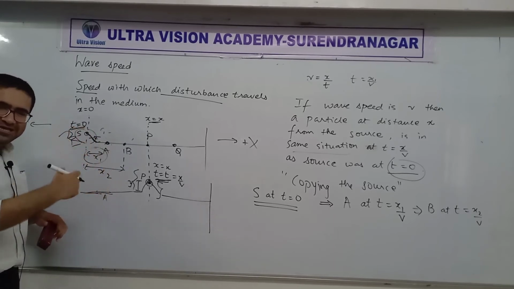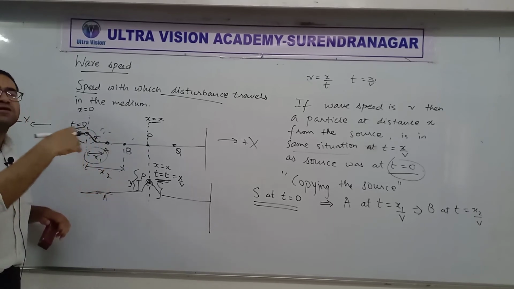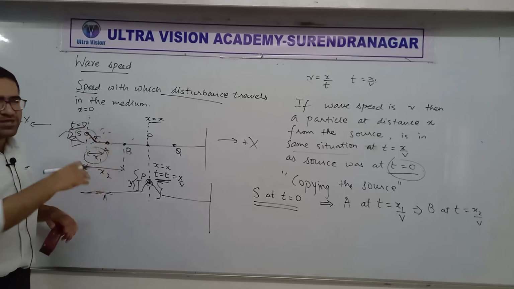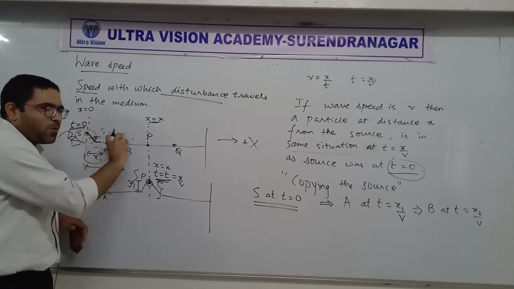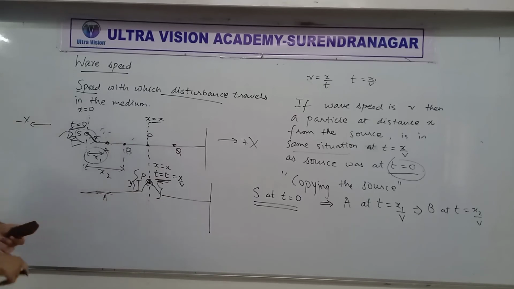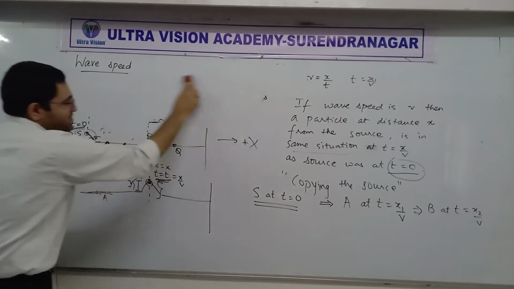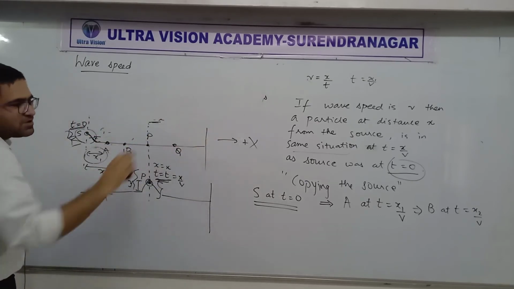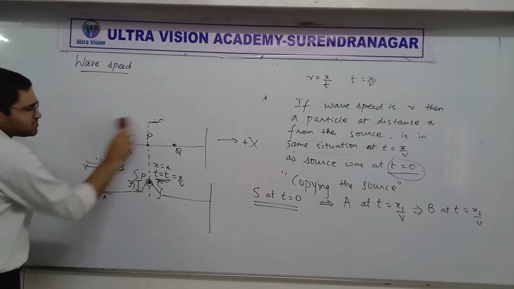If wave speed is less, they will copy it after a little bit more time. Okay, that is the disturbance travels slowly, right? Okay, so that's about wave speed. We'll definitely be coming back to all this, right? Okay, this was just a conceptual understanding with a little bit of maths, right?